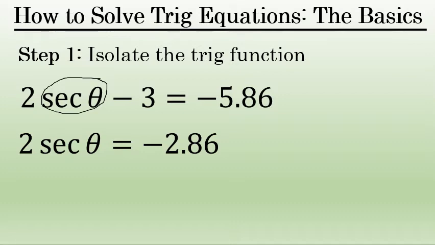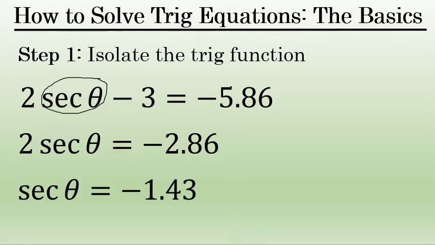Negative 5.86 plus 3 is negative 2.86. And then finally divide both sides of the equation by 2. And we get the secant of theta equals negative 1.43. The trig function, secant of theta, has been isolated, so we can move to step 2.